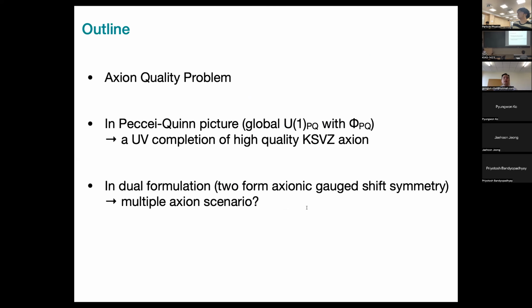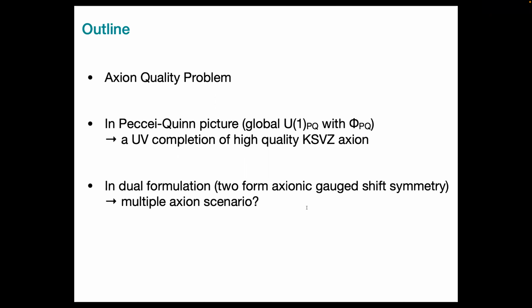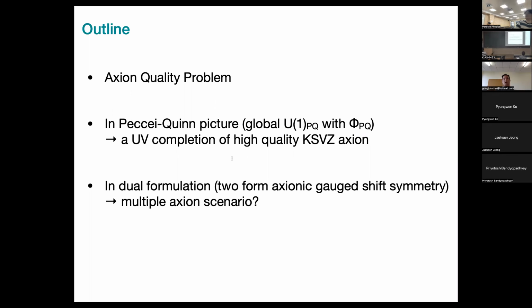So I will first define what the axion quality problem is. And then, as promised from the title, I will present two different ways of understanding the axion quality problem in different pictures. First, I will discuss how we can understand this problem in the well-known usual Peccei-Quinn picture, which is implemented by the global U(1) Peccei-Quinn symmetry with the Peccei-Quinn scalar. As an example of resolving this issue in the Peccei-Quinn picture, I will present a UV completion of a high-quality QCD axion in a KS SUSY model.